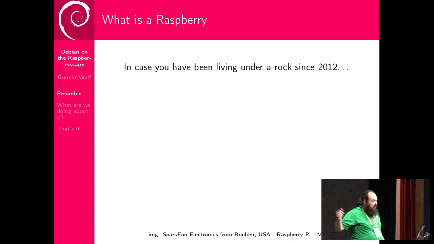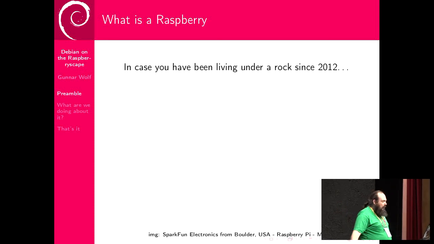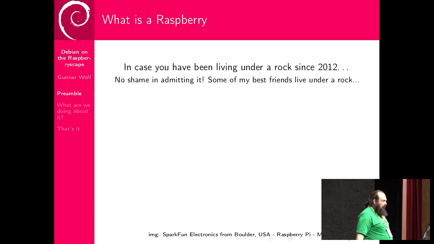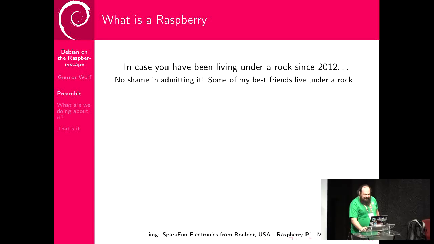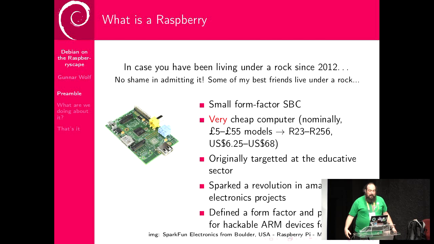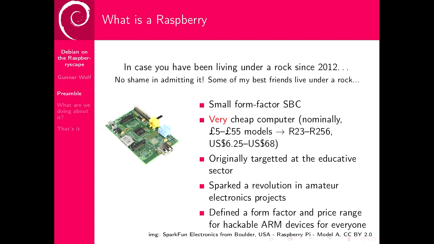So, of course, I have to start with this, right? What is a Raspberry? Well, everybody knows that. Unless you have been living under a rock since 2012, as many of my friends have, right? But well, the Raspberries are small form factor, single board computers, which are made to be very cheap. Formally, it's between 5 and 55 US pounds each computer, which makes it available for basically anyone.